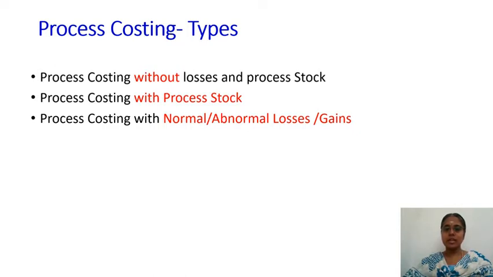So if you put 100 kgs, 10 percentage is 10 kgs. You should have got 90 kgs, but sometimes you will get 91 kgs. So it is an abnormal gain. So that also has to be accounted. So we will see problems regarding all these types. There are few other types also, but these are the important types. So we are discussing these types.